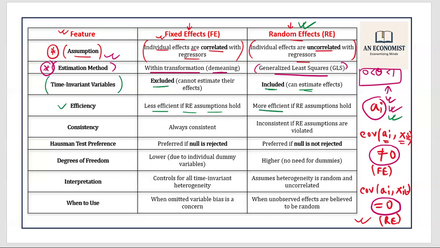So the random effect model is more efficient if the random effect assumptions hold. Otherwise, we should use the fixed effect model. Consistency: the fixed effect model is always consistent, but the random effect model can become inconsistent if the assumptions are violated. And then we have the Hausman test preference. This we will do next.